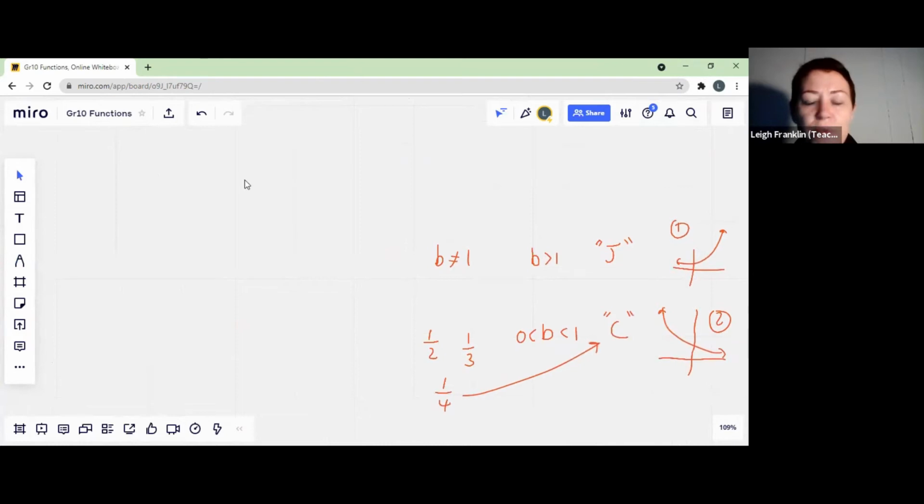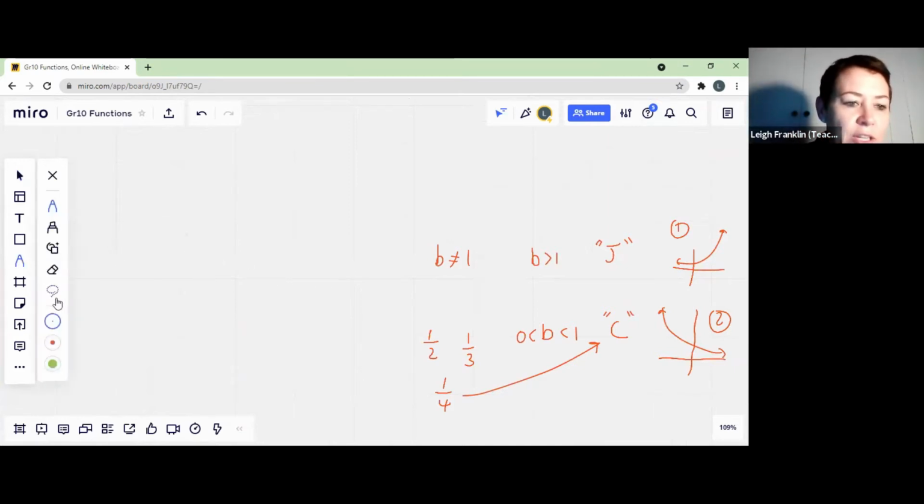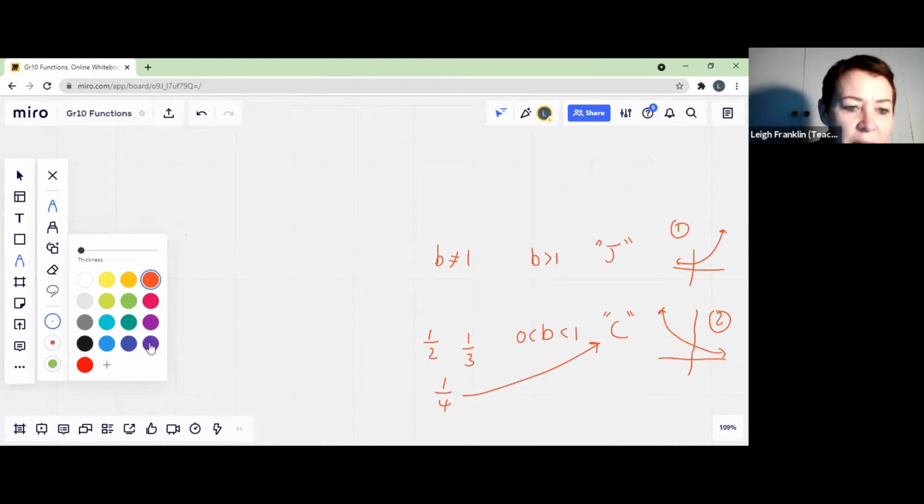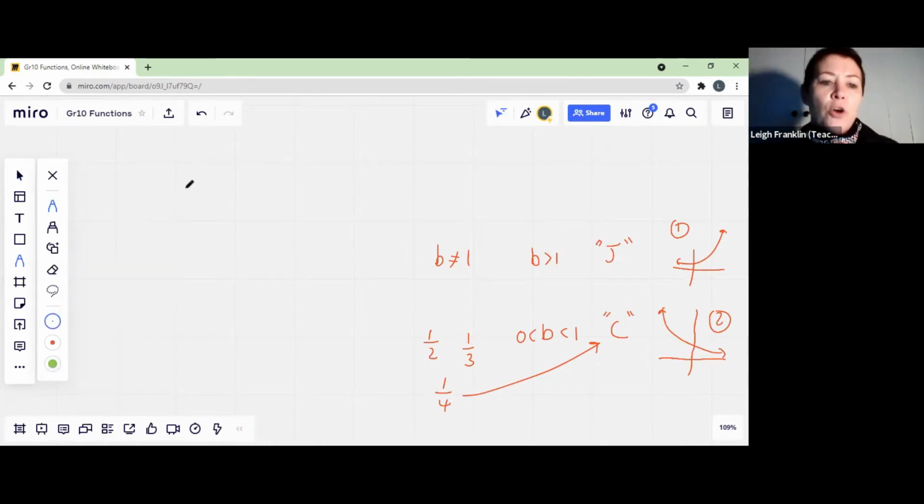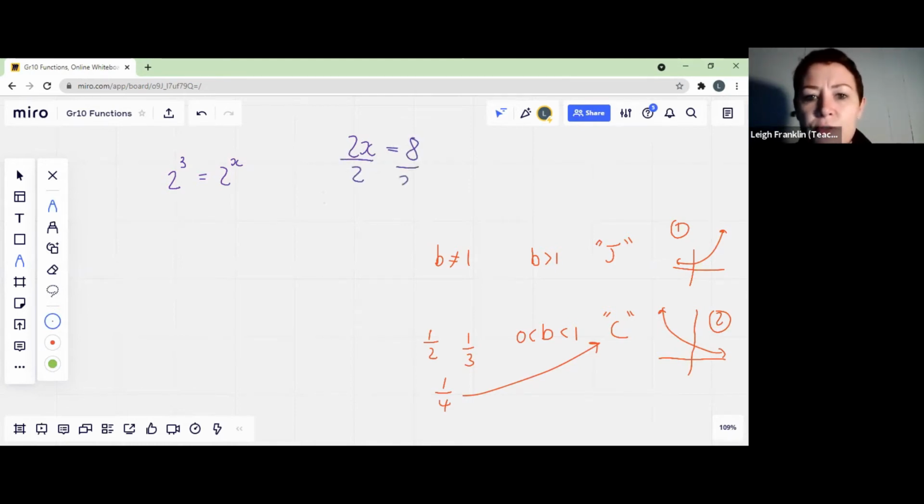I wanted to show you something over here. Daniel, quite right: 3 to the power of 1. Daniel, just give us 2 seconds, I just want to explain to the others what's going on. Grade 10s, if I write 2 to the power of 3 equals 2 to the power of x, I cannot divide by 2, because this is not like 2x. It doesn't mean 2 times x. This is 2 to the power of x. If it's 2x equals 8, then I can say divide by 2.